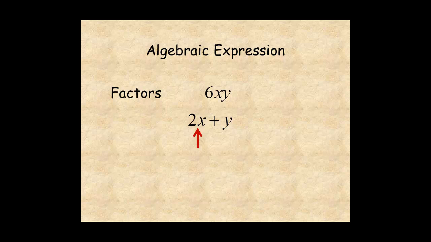The numerical factor of a term is called its coefficient. In the first expression, the coefficient is 6. In the second expression, the coefficient of the first term is 2. And although it's not written, the coefficient of the second term is 1. 2x plus y is the same as 2x plus 1y.